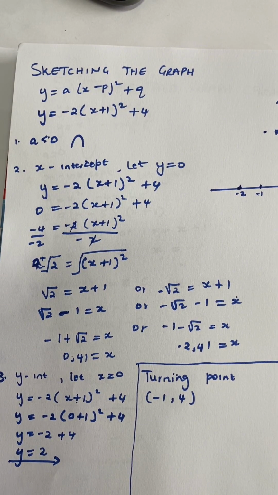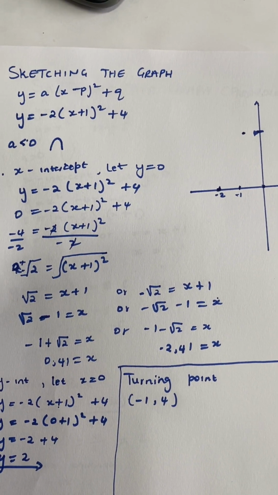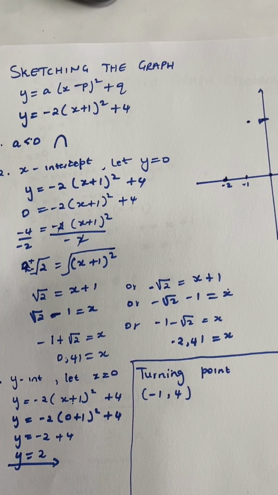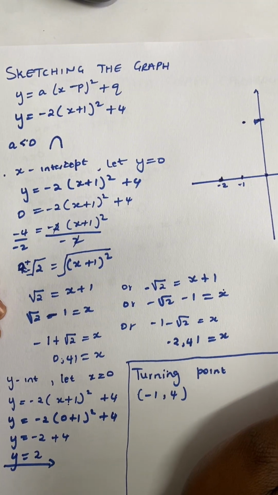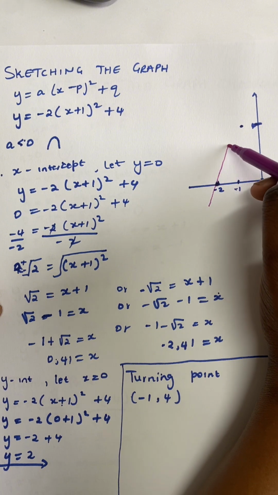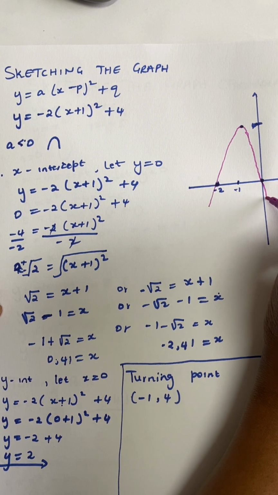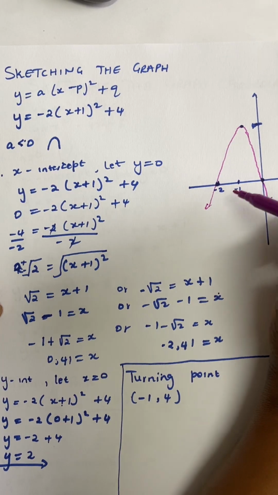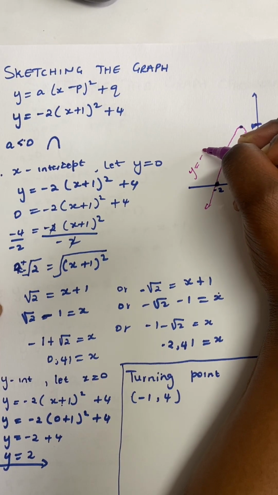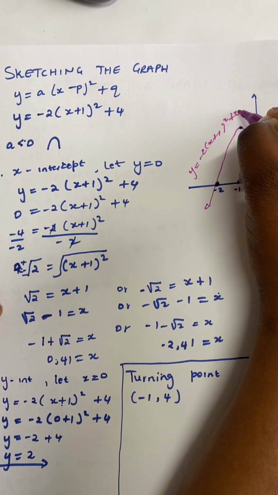You join the points. I'm gonna use a different color. So here is your graph, and then you label your graph. y is equal to negative 2 into x plus 1 squared plus 4.